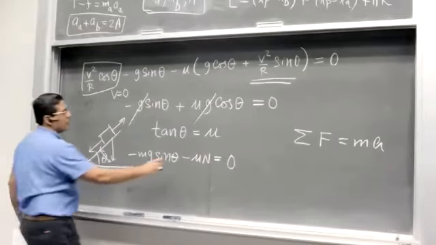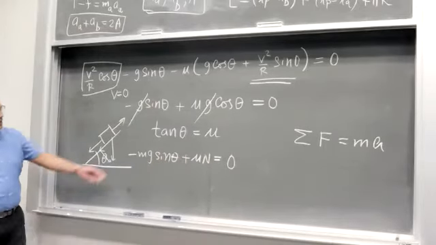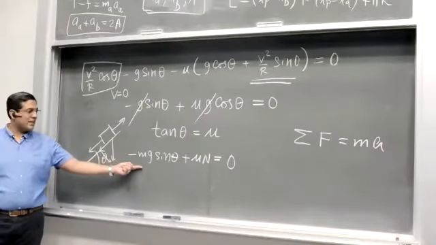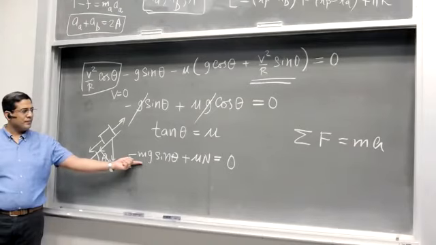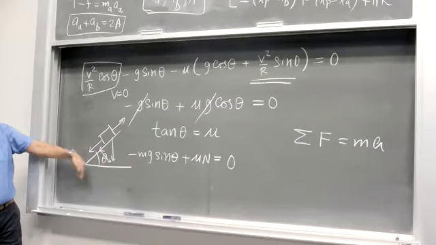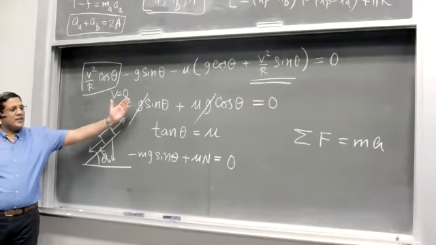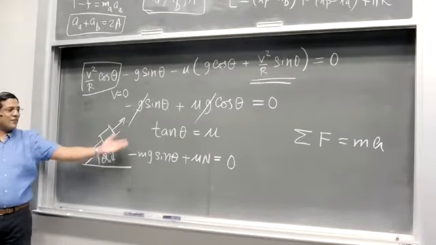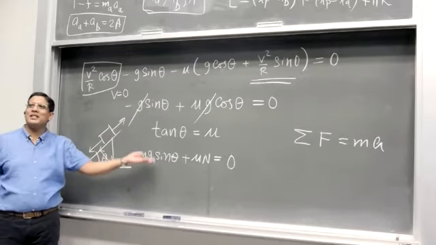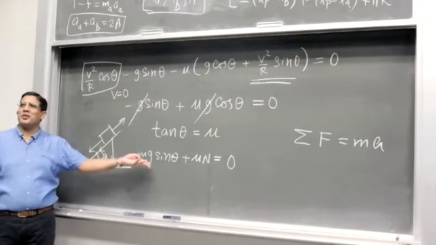Okay, sorry, this is positive. Now does it make sense now? Yes sir. So the weight is in this direction and the friction is in this direction, and it's a vector sum, so the signs should be opposite on the same side of the equation.